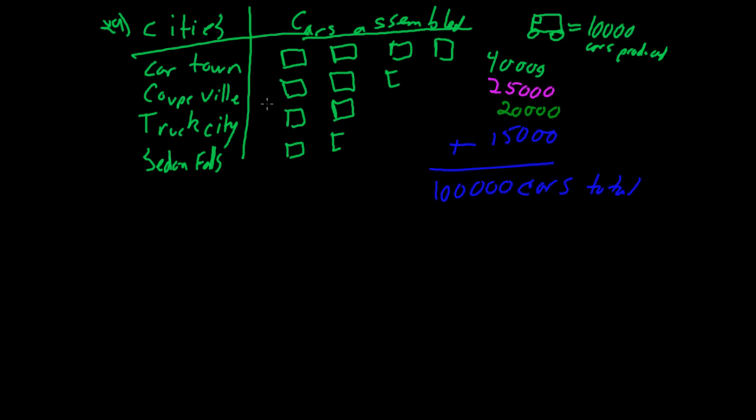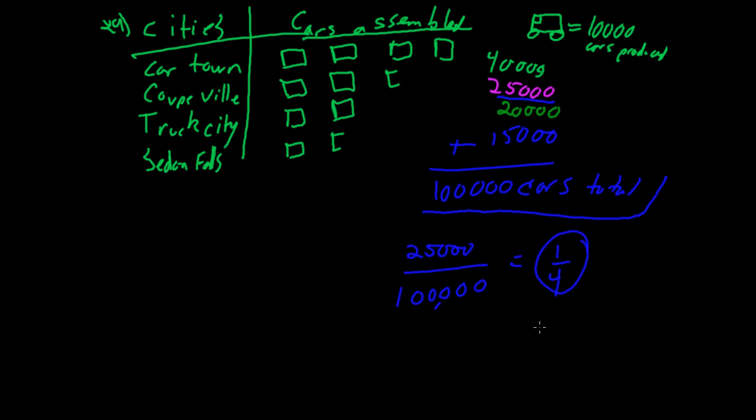And it wants to know what fraction of all these cars were produced in Coupeville. So we can just take the number of cars made in Coupeville, 25,000, and divide it by the 100,000. And that will be equal to 1/4. So 1 out of every 4 cars that was produced in these 4 cities came from Coupeville. And that's the answer. I'll see you in the next video.